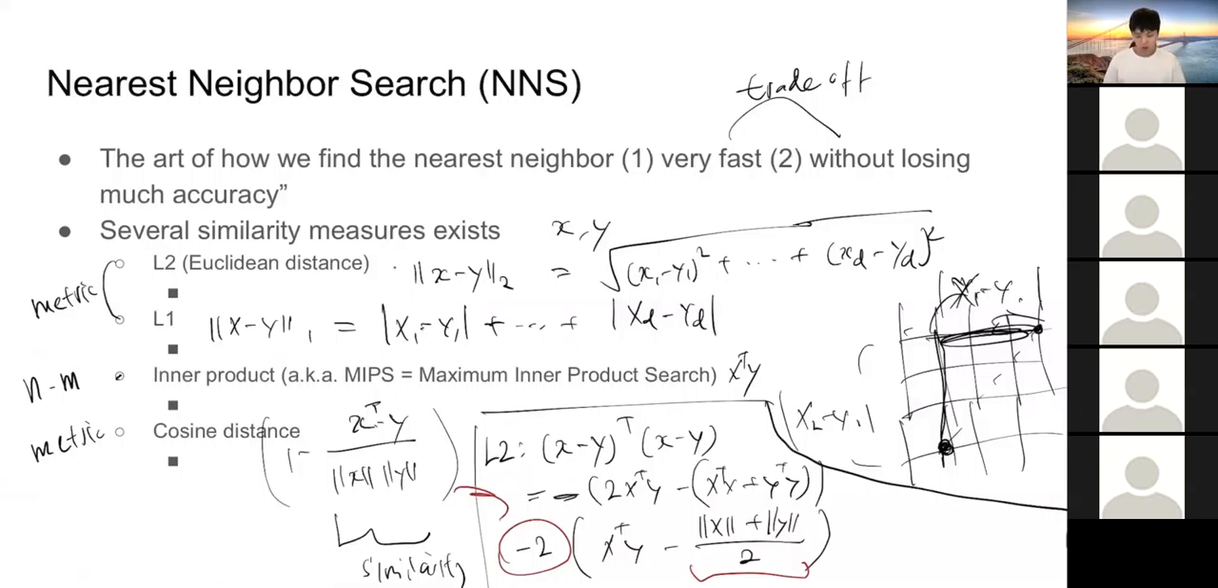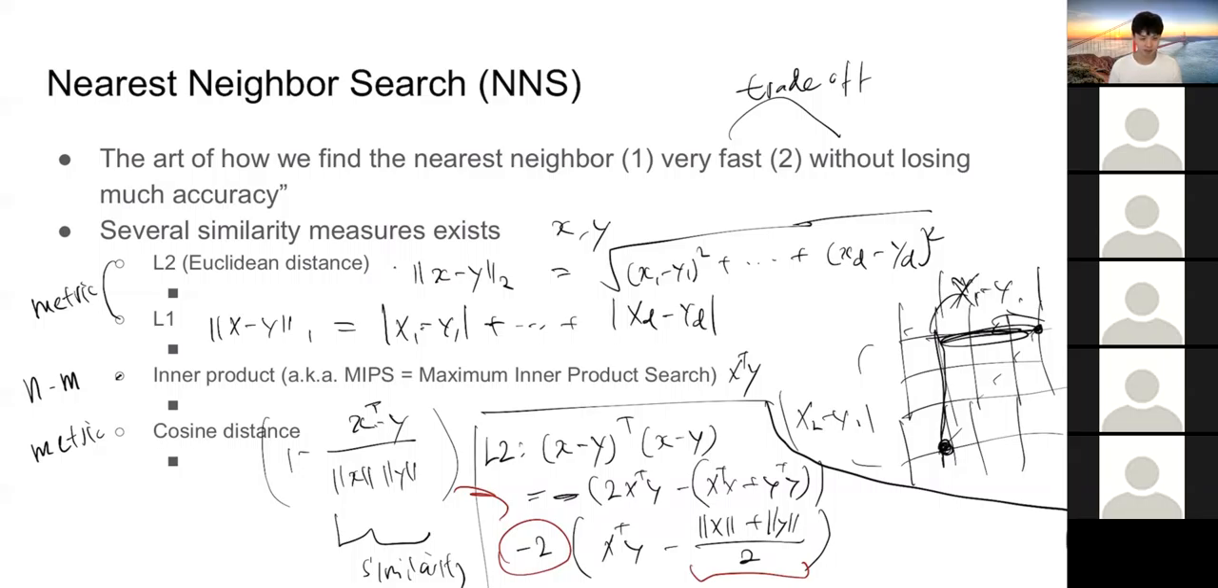So we're going to come back to this, but which one do we use most? What do you think? Traditionally, L2 and cosine distance were mostly used, especially cosine distance, which was very popular because it allows you to normalize. It doesn't care about the magnitude of X or Y, it just cares about the direction, right? So it's very convenient for TF-IDF and so on.